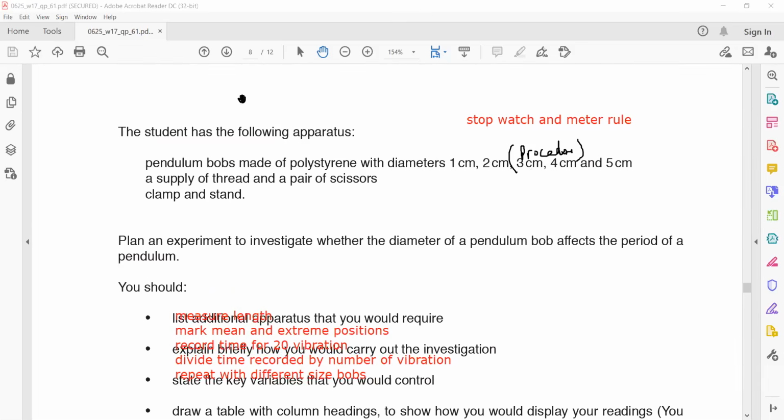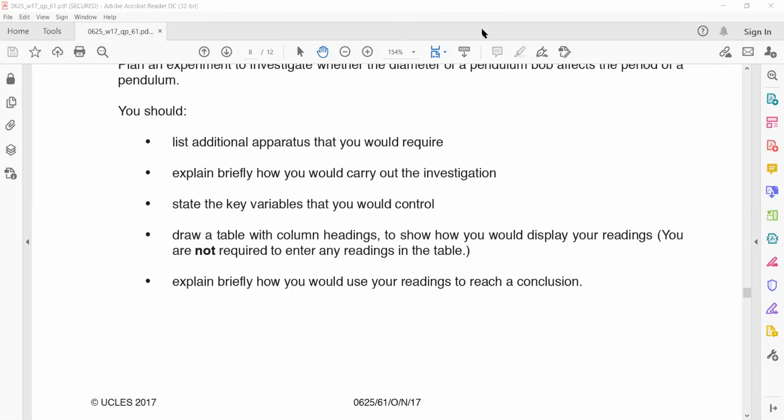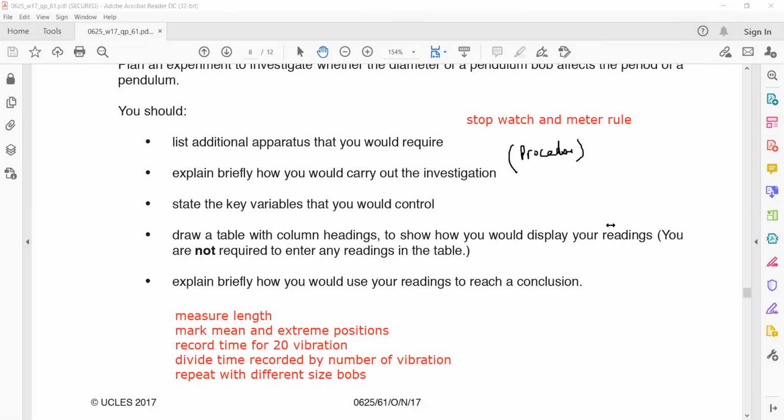This metal sphere is known as the bob of this pendulum. Then state the key variables, the things which we will control or keep constant or the same. So what things? Length and time period. Yeah, the mass also should be the same. Because they're asking for the key variable that is kept constant, the amplitude should be the same, the length of the pendulum, the number of oscillations.